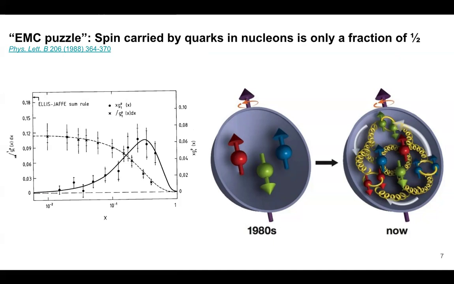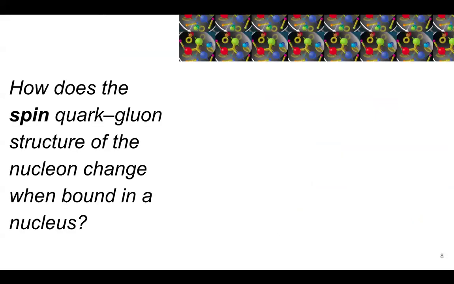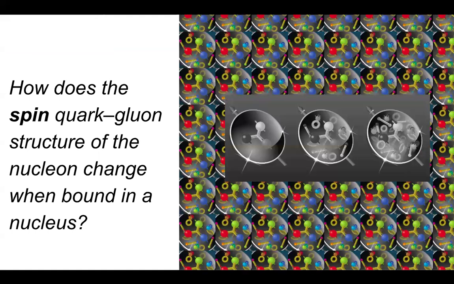So what I'm going to talk about today is an experiment that is going to basically mix those two things. You want to mix the EMC effect with the EMC puzzle. So you put a puzzle into a puzzle, a riddle of a riddle, and maybe something comes out of this. So the question is, how does the spin and quark-gluon structure of the nucleon change when the proton is bound? So that's the new question. Now you add a spin to it.